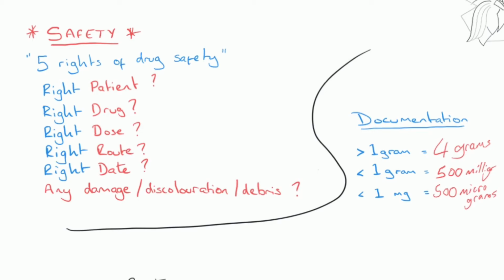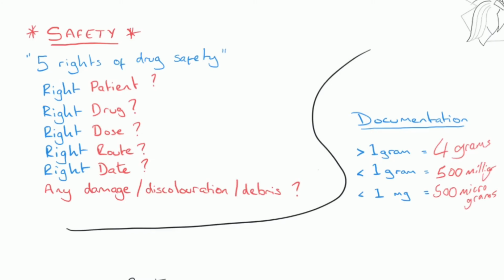So if it's above a gram, we say it's a gram, it's fine. So 4 grams is 4 grams. If it's less than a gram of a drug, it's milligrams. And if it's less than a milligram, we use micrograms. And wherever possible, try and write the unit out in full rather than relying on shortened abbreviations.